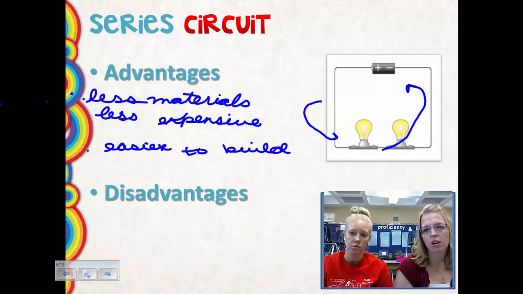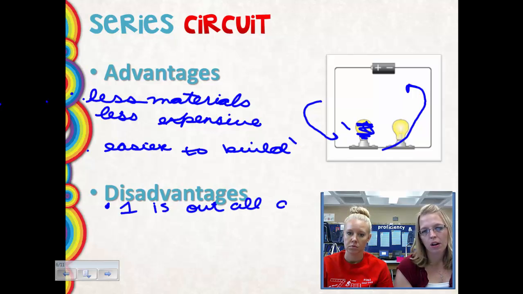Here's a disadvantage. If this light bulb got broken, the electricity can't flow anymore. So a major disadvantage is when one is out, all are out. Yep. So if you had, for some reason, your phone and your TV in one series circuit, if your phone goes out, then you can't watch your TV either. So that's a major bummer.